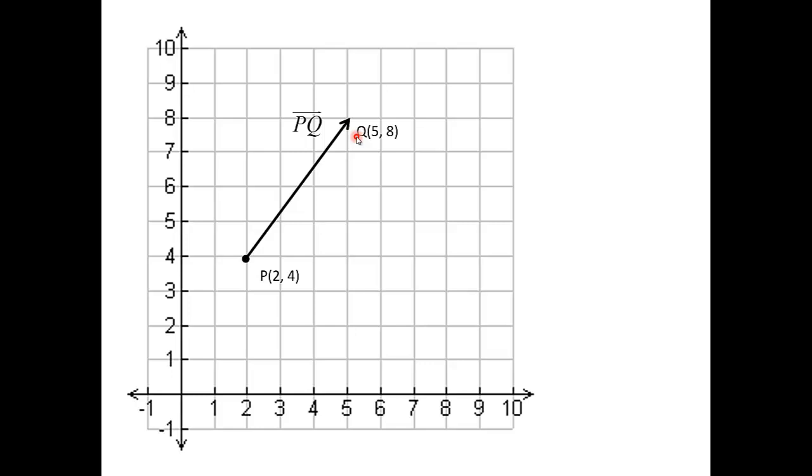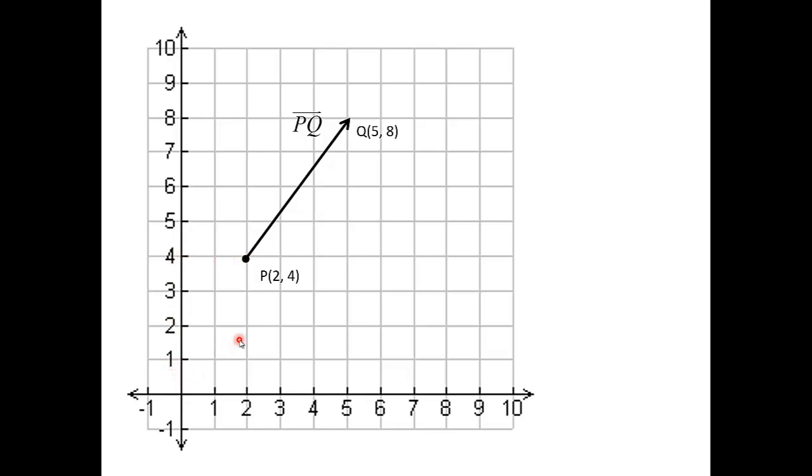Now, with vectors, what we're concerned about is not necessarily where they start and stop, but the direction of the vector, which way is it pointing, and also the length of the vector. We call that the magnitude. So as long as we can talk about the direction and the magnitude of the vector, we don't really care where it starts. It might be simpler though if we could start it at the origin.